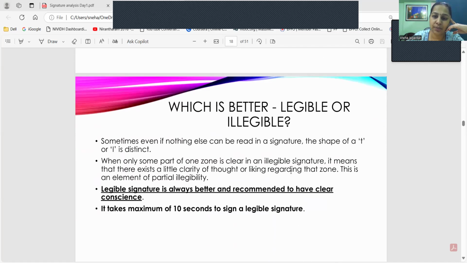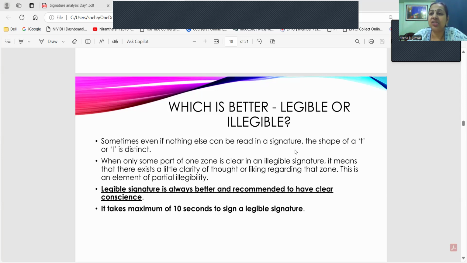Now comes the most important part, which speaks about which is better, an illegible signature or a legible signature. So even if nothing else can be read in the signature, the shape of the T or the dot on the I is something which we can read in any case. When only some part of one zone is clear in an illegible signature, it means that there exists a little clarity of thought or liking regarding that particular zone. This is an element of partial illegibility.